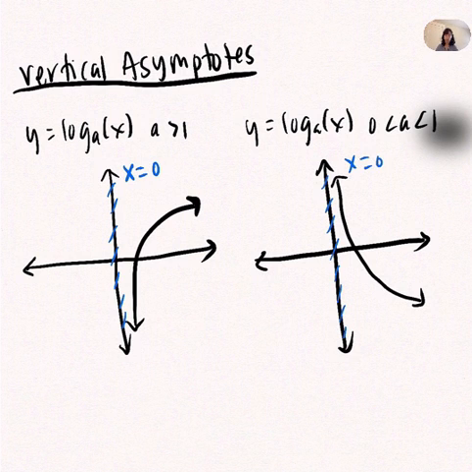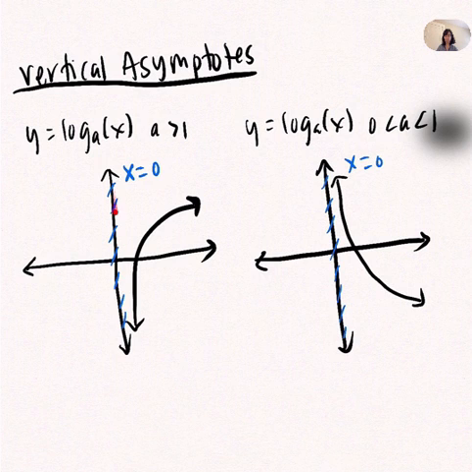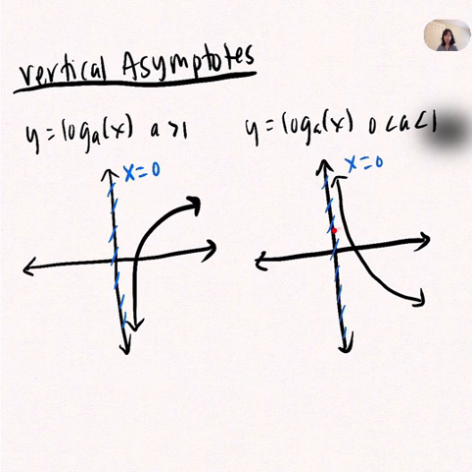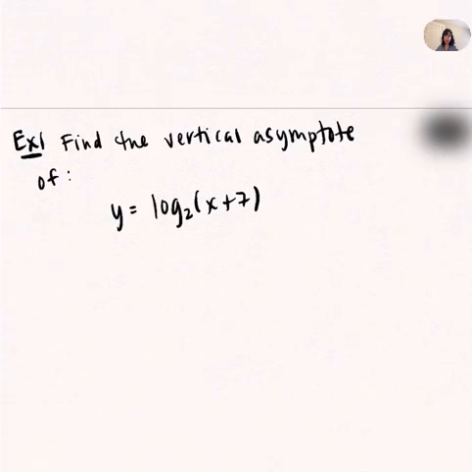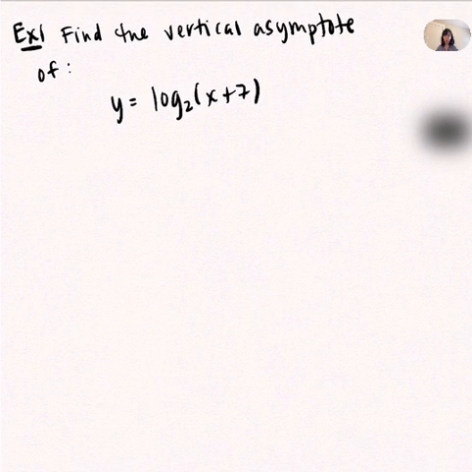So if you're given a log function with no right-left transformation, there's just an x inside, you're always going to have a vertical asymptote at x equals 0. Now this asymptote will start moving around right or left if you have a shift left or right. Let's look at an example. Find the vertical asymptote of y equals log base 2 of x plus 7.